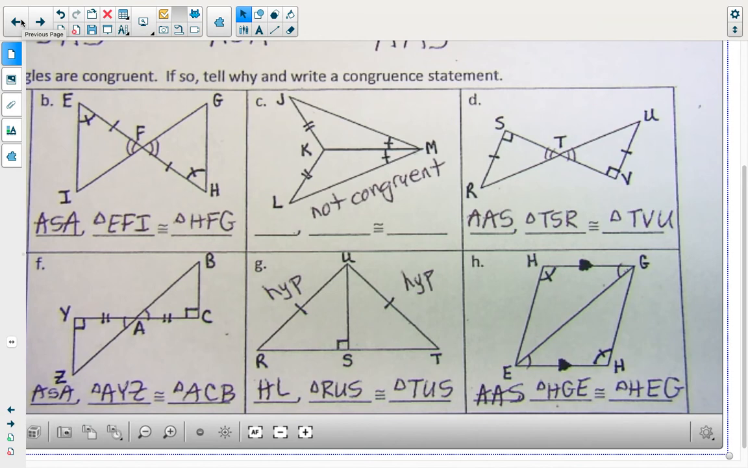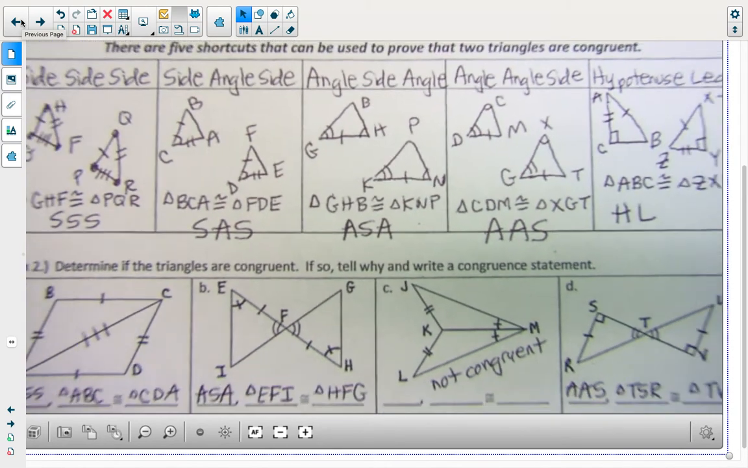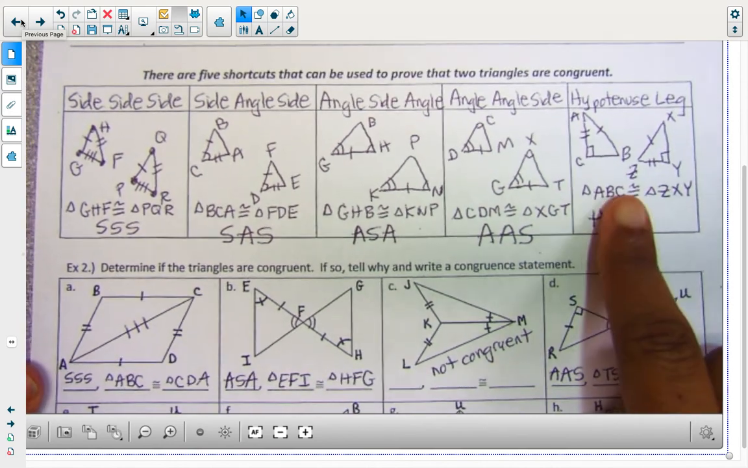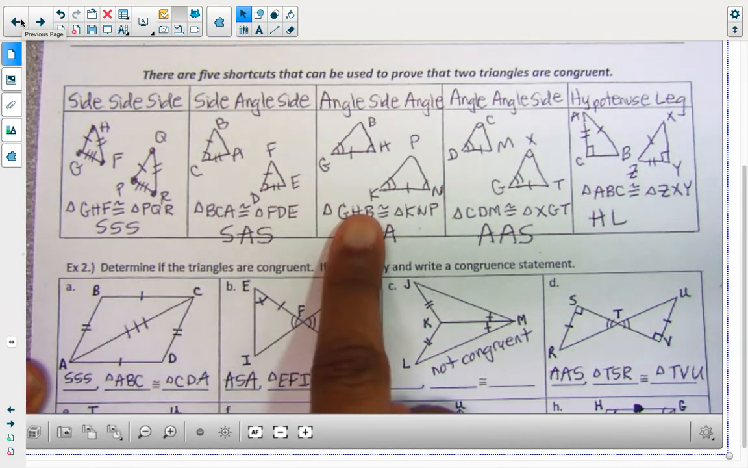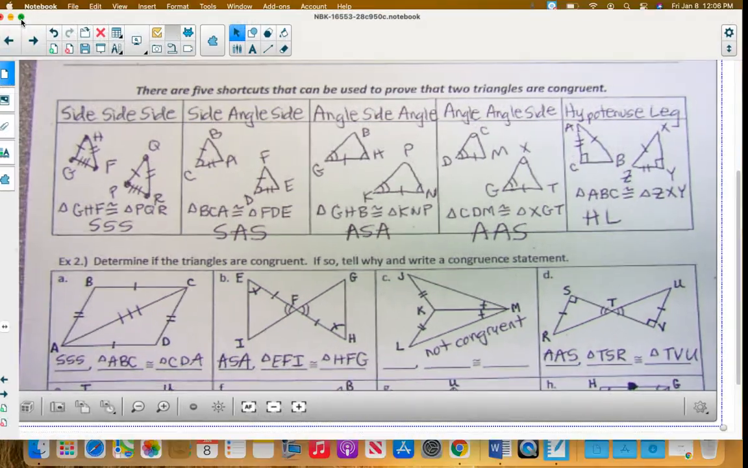So we're going to do this today and tomorrow. There's 5 theorems that you need to know. We have side, side, side; side, angle, side; angle, side, angle; angle, angle, side; and hypotenuse leg. So these are the 5 triangle congruency theorems that you will need to know.